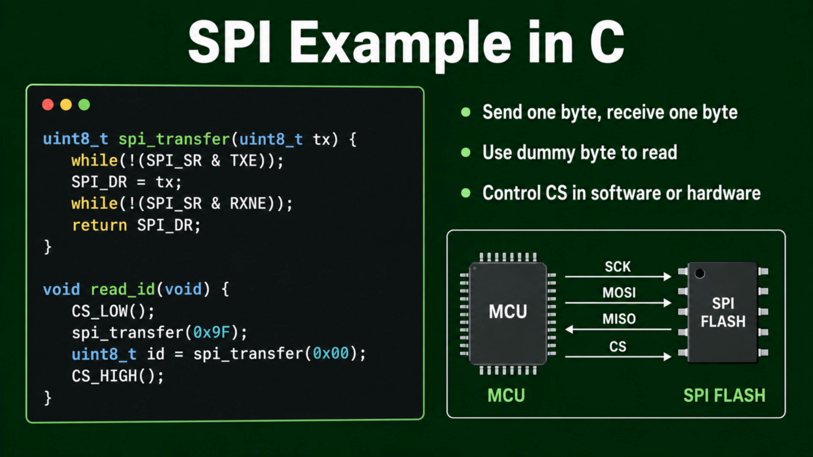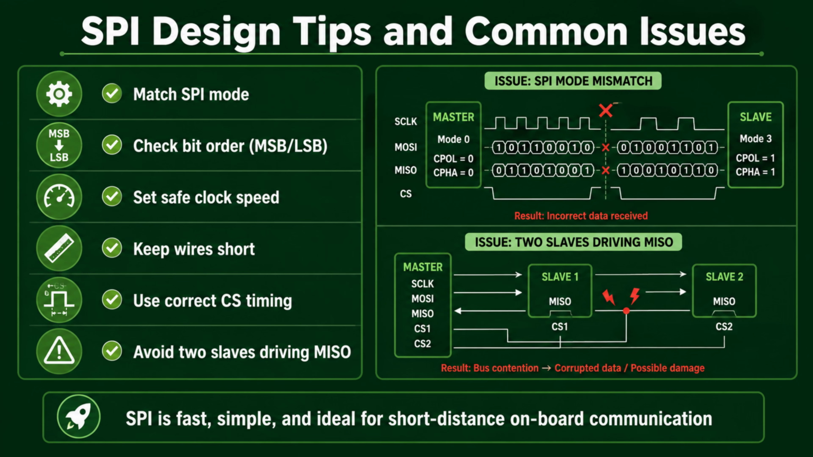To read the identification value of an SPI flash memory, the software first pulls chip select low. It sends the read identification command, hexadecimal 9F. Then it sends a dummy byte, hexadecimal 00. While this dummy byte is transmitted, the flash memory returns the first identification byte through MISO. Finally, chip select is returned high. In a real project, register names and status flags depend on the selected microcontroller, but the transaction sequence remains almost the same. Several practical checks can prevent most SPI problems.